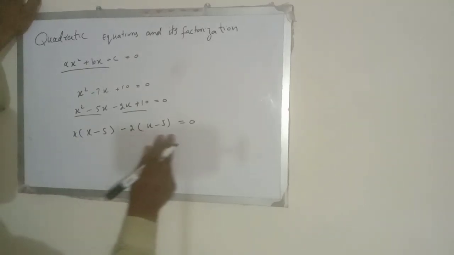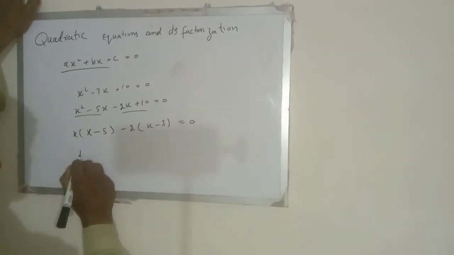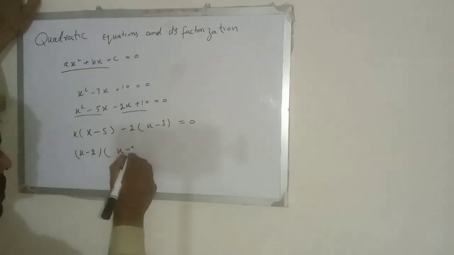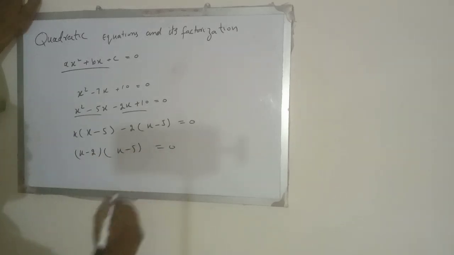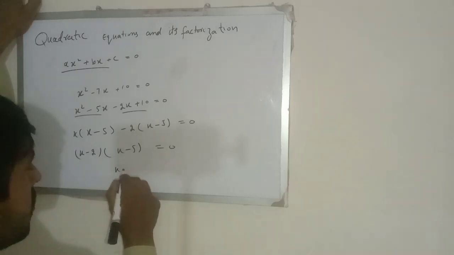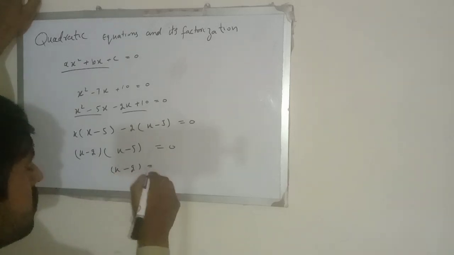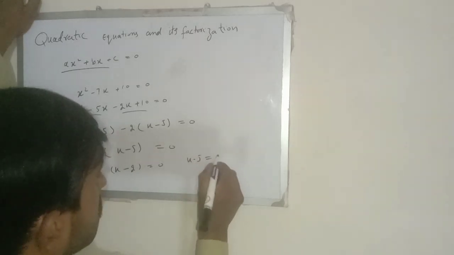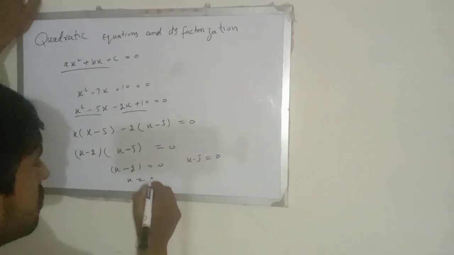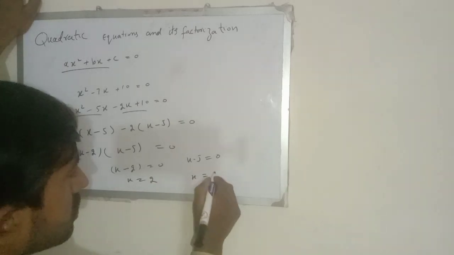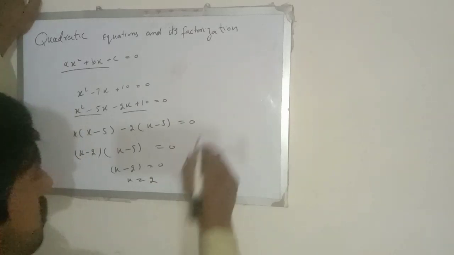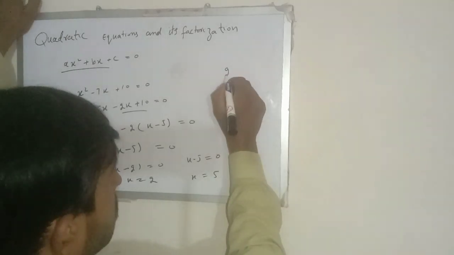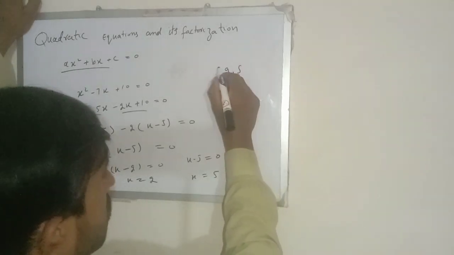So the factorization of this equation is x minus 2 into x minus 5 is equal to 0. x minus 2 is equal to 0 and x minus 5 is equal to 0. x is equal to 2, x is equal to 5. So these 2 points are 2 and 5.